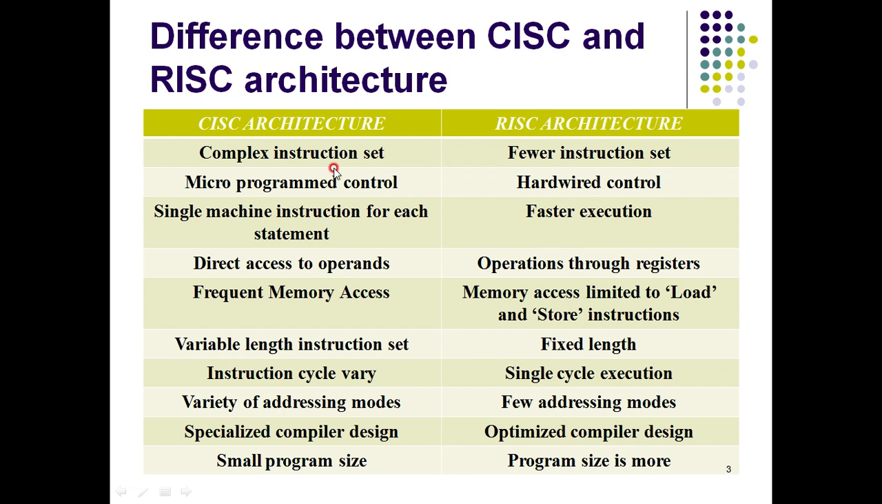Okay. Now coming to the goal. What is the goal of the CISC architecture and what is the goal of the RISC architecture? The goal in the CISC architecture is to provide a single machine instruction. That is, for every statement, it will have a single machine instruction.